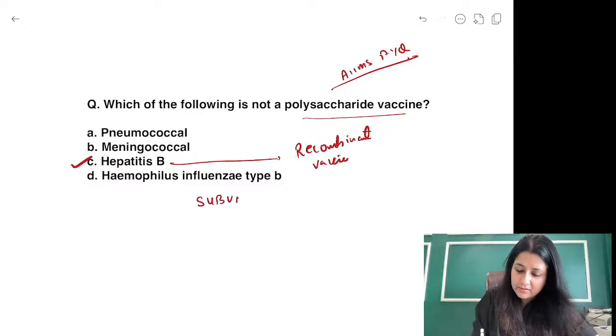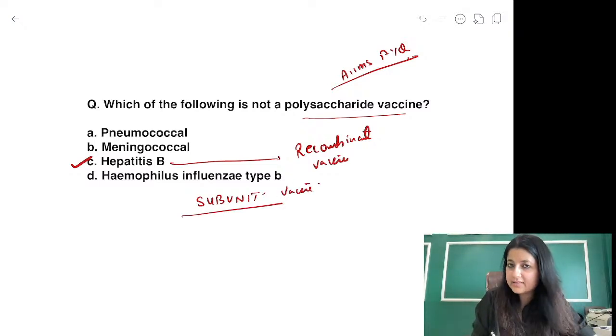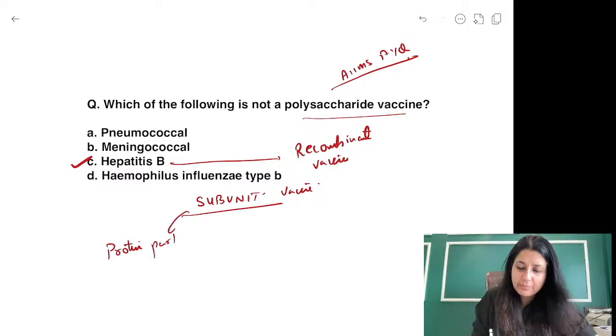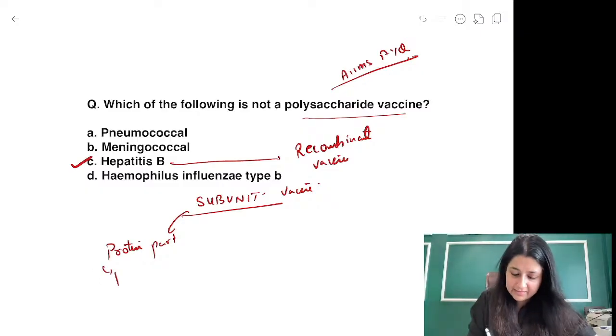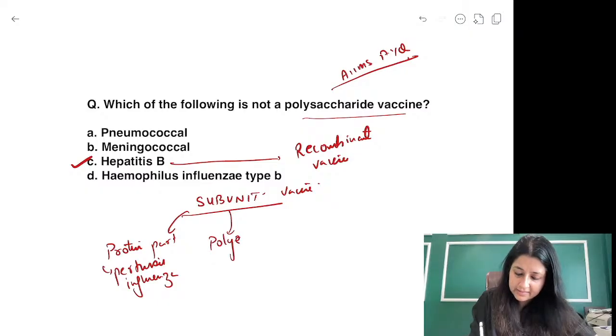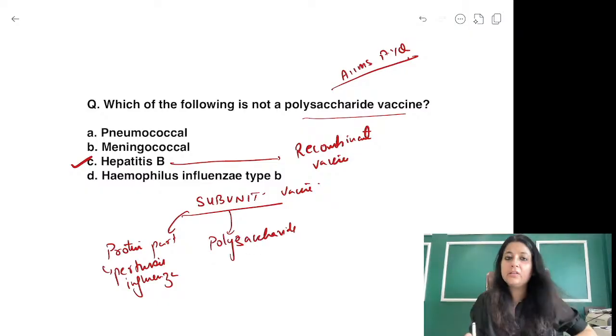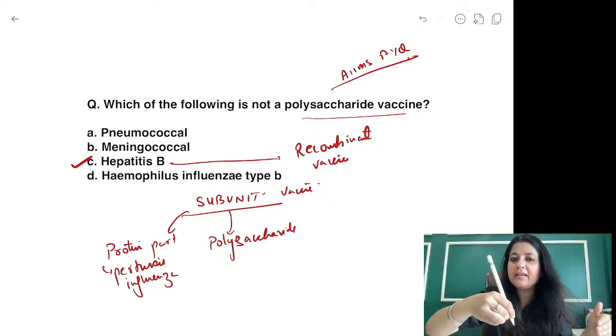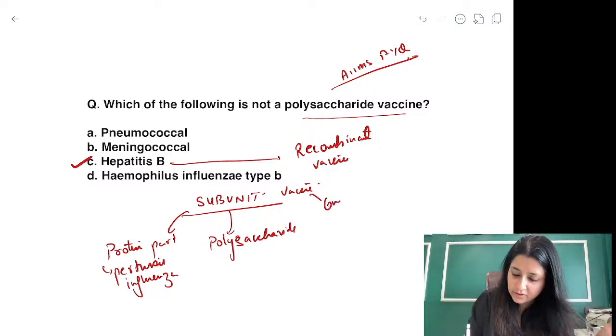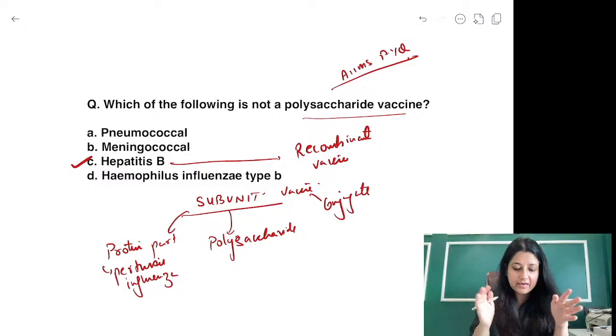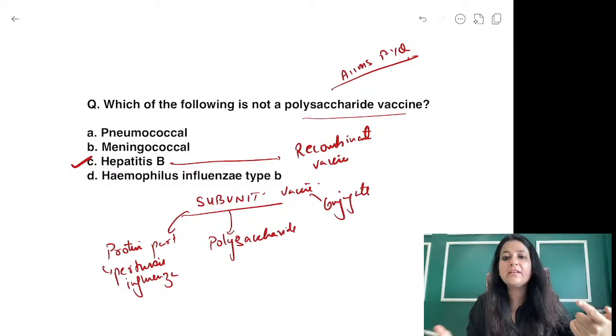Basically, guys, you have a type of vaccines known as subunit vaccines. In subunit vaccines we can use the protein part of the organisms, like pertussis and influenza, the protein part of the cell wall. You can take polysaccharide. And then you can join the protein and polysaccharide, recognized by a T cell. So that is what? Conjugate.